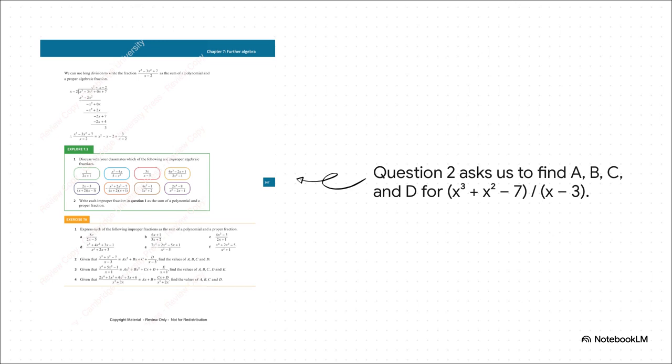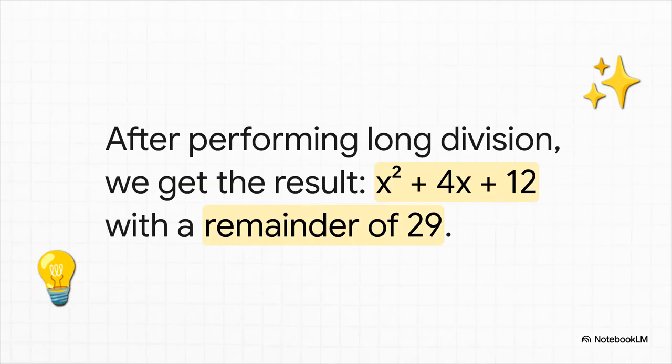They're telling us, hey, your answer is going to look like this, ax squared plus bx plus c with a remainder d. All we got to do is the long division, just like before, and then play a little matching game to find out what a, b, c, and d actually are. Okay, so we just do what we do best.